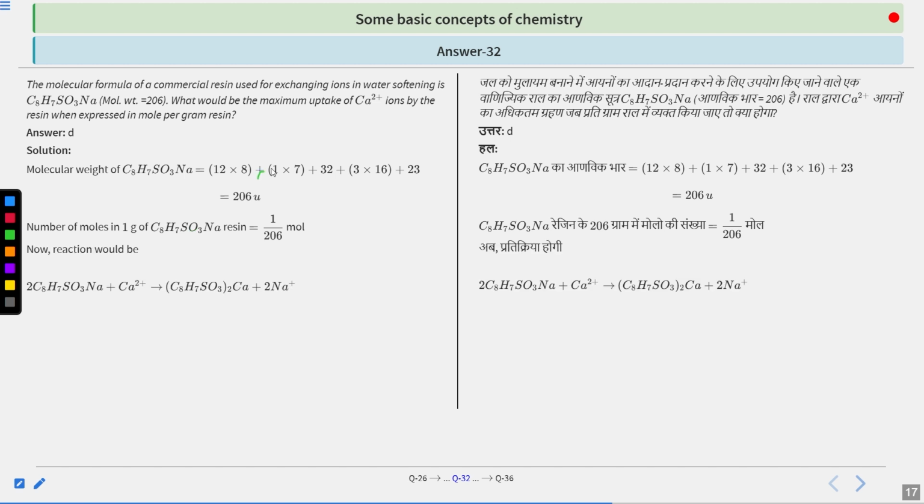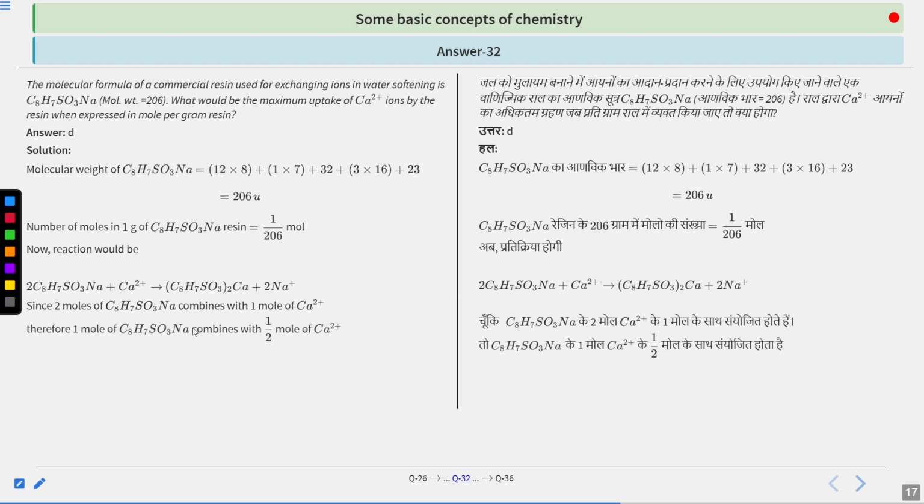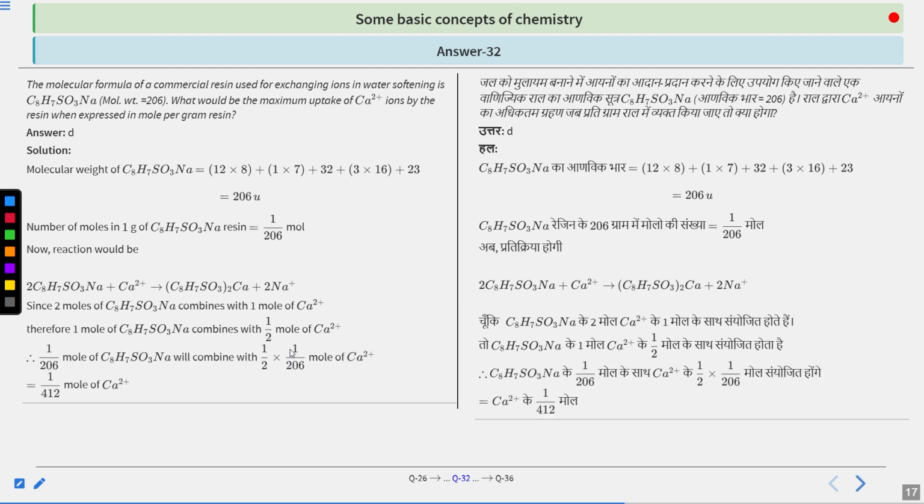Now according to this equation that we are having, initially it had Na here, and it is multiplied by 2. The same thing is done twice, right? Now since 2 moles of this combine with 1 mole of Ca2+, 1 mole of this will combine with half mole of Ca2+, and that will be multiplied by half into 1 by 206. Finally the answer would be 1 by 412 moles of Ca2+ ions. Clear? Okay. Now let us see the next question.